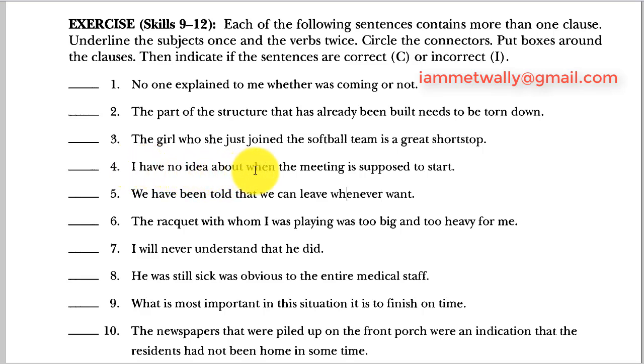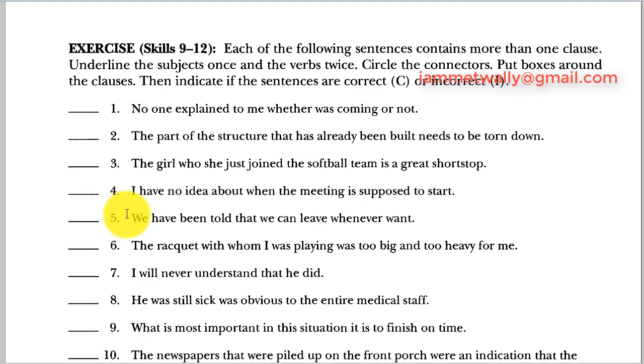4. I have no idea about when the meeting is supposed to start. I is the subject, have is the verb. No idea about. When is a connector, the meeting is the subject, is supposed is the verb. When the meeting is supposed is a noun clause working as the object of the preposition about. The sentence is correct.